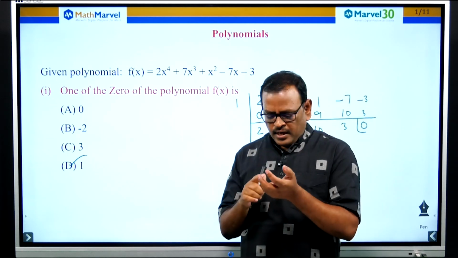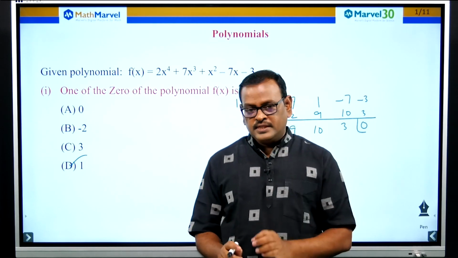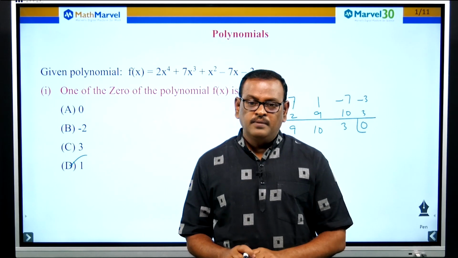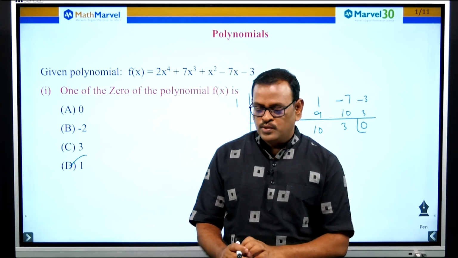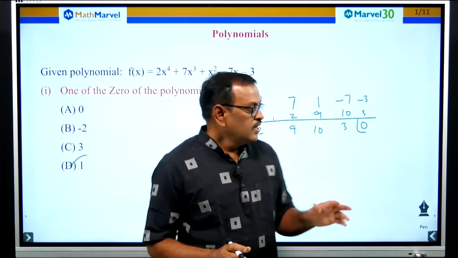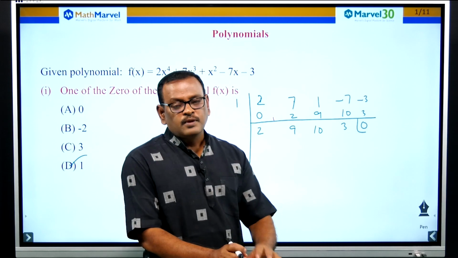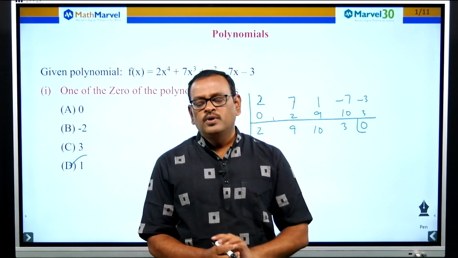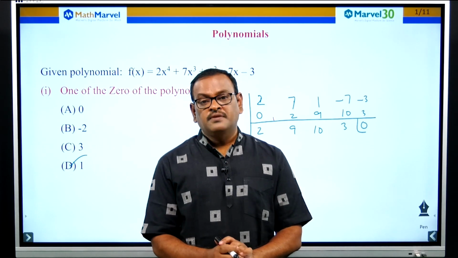Otherwise you have to apply a trial and error method. To avoid the trial and error method, follow this technique. Technique number 1: if the sum of all the coefficients of the polynomial is 0, then 1 is a zero of the polynomial. And rule number 2, you can apply if the first condition is not satisfied. Now see here, 2, 9, 10, 3, all are positive numbers. If all are positive numbers, then apply rule 2: sum of coefficients of odd powers equal to sum of coefficients of even powers.